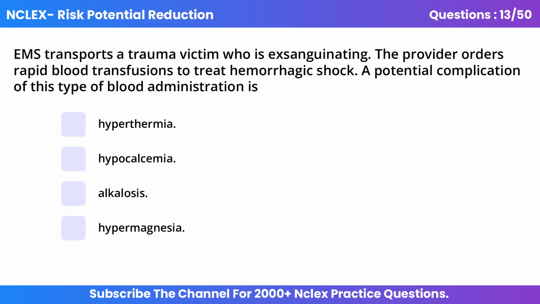Question 13. EMS transports a trauma victim who is exsanguinating. The provider orders rapid blood transfusions to treat hemorrhagic shock. A potential complication of this type of blood administration is B. Hypocalcemia.